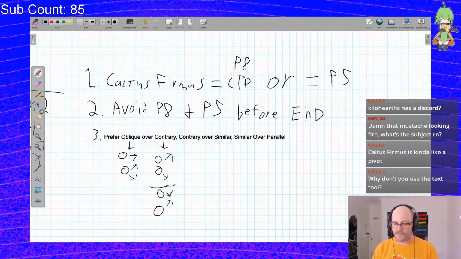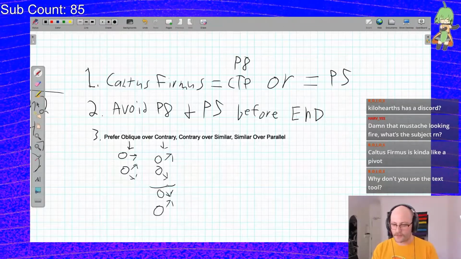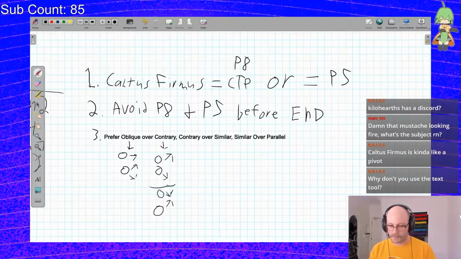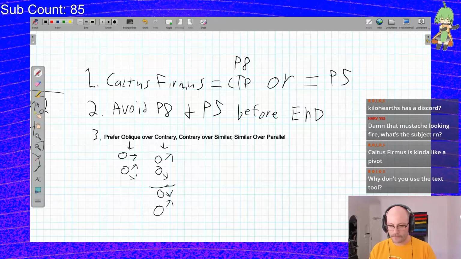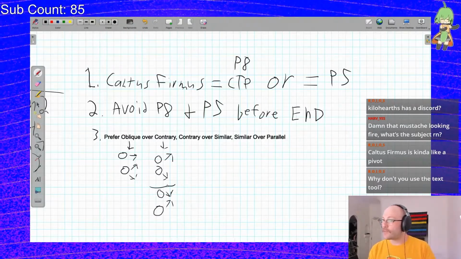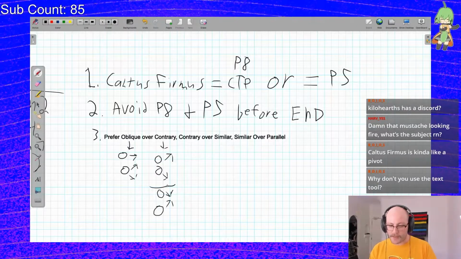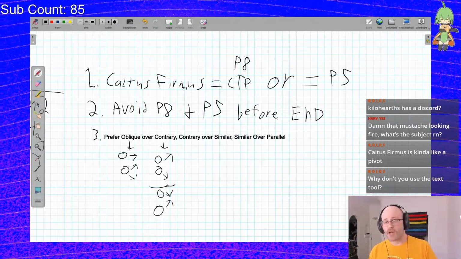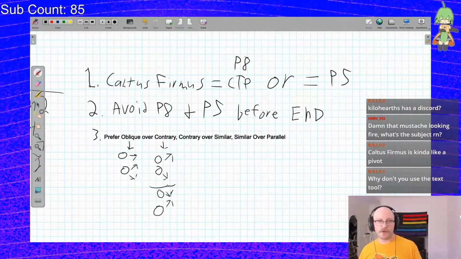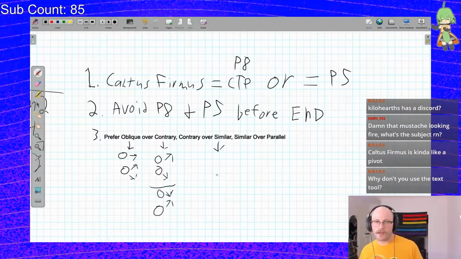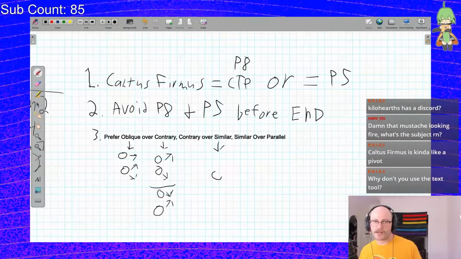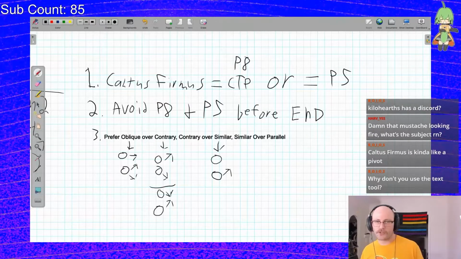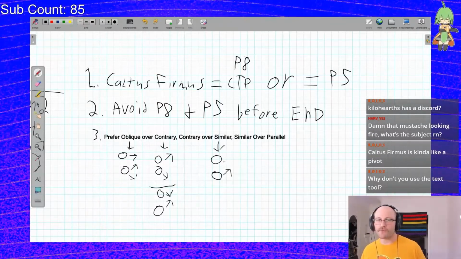Or if my cantus firmus jumps down to this G, maybe my counterpoint goes up to the B. Like that. Consonant relationships. Similar motion is going to be if the cantus firmus moves up, your note will also move up, but at a different rate.